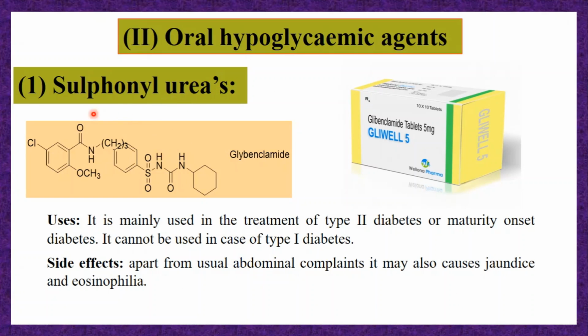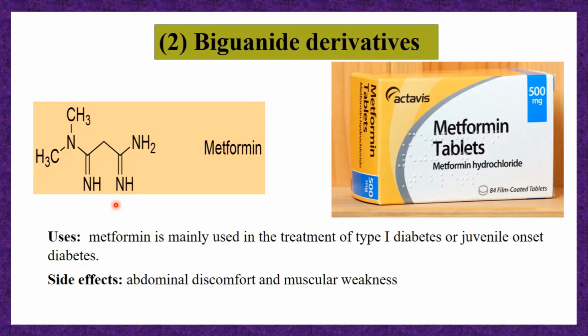So this is about the first class, sulfonylurea. This is the structure of the example of this class, glibenclamide. It is mainly used in the treatment of type 2 diabetes or maturity onset diabetes, and it cannot be used in case of type 1 diabetes. The side effects are, apart from abdominal complaints, it may also cause jaundice and eosinophilia. So this is all about sulfonylureas. Now the next slide, the second class is the biguanide derivative.